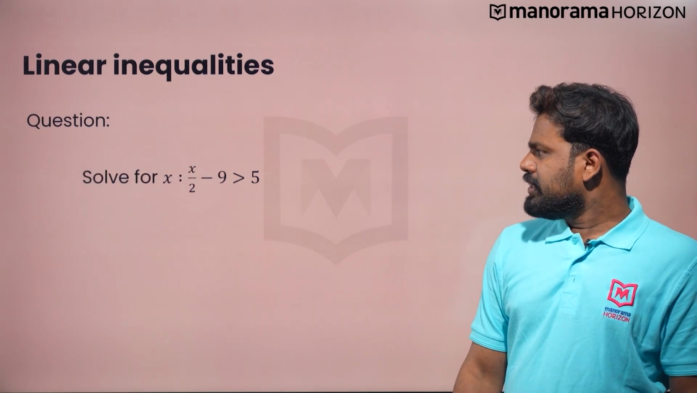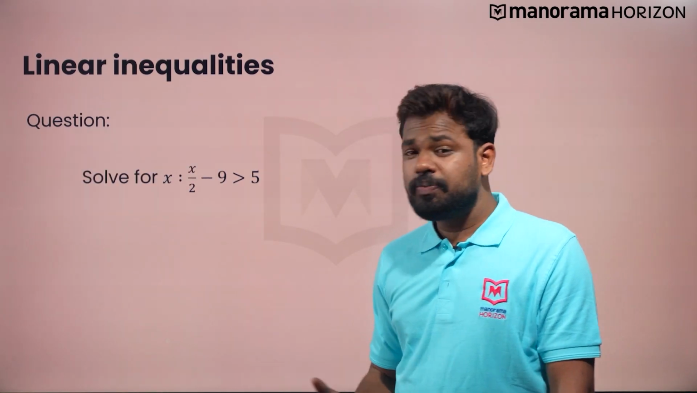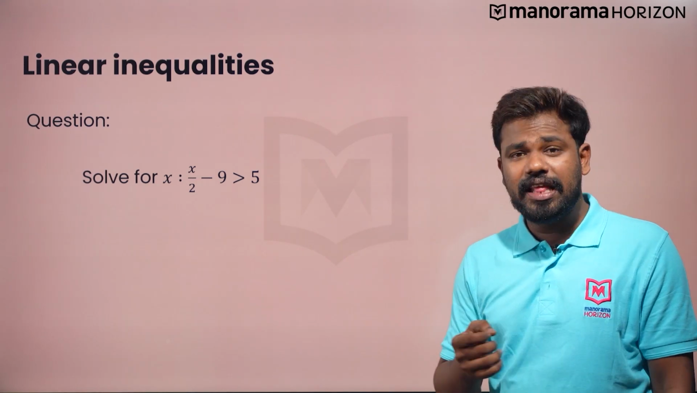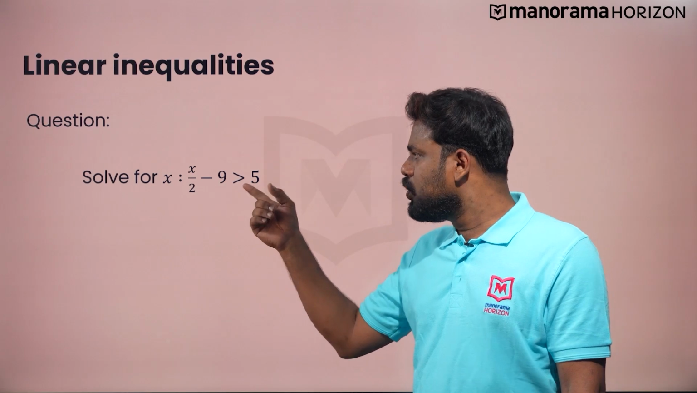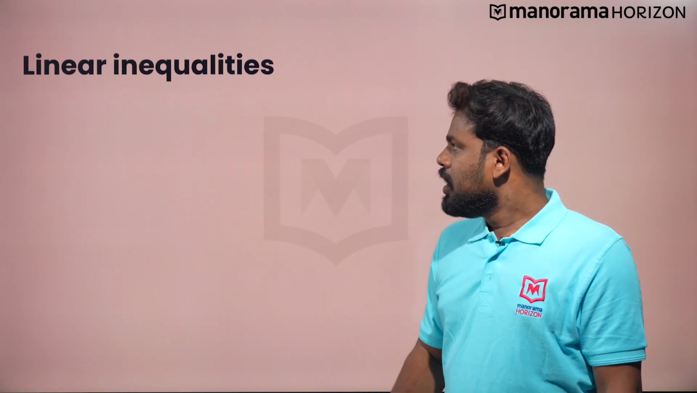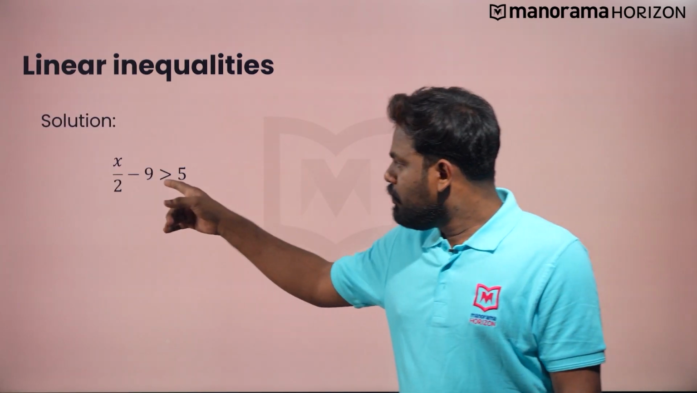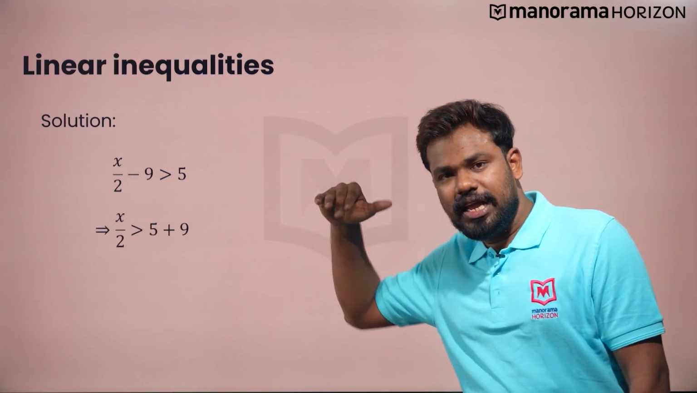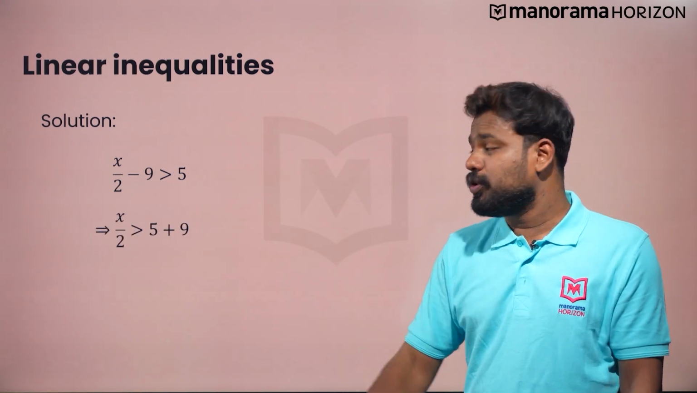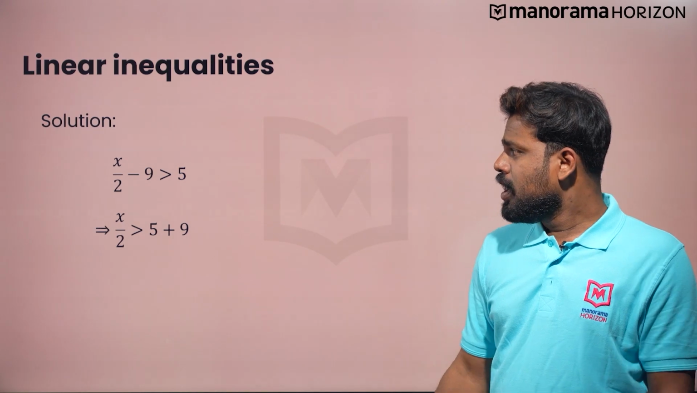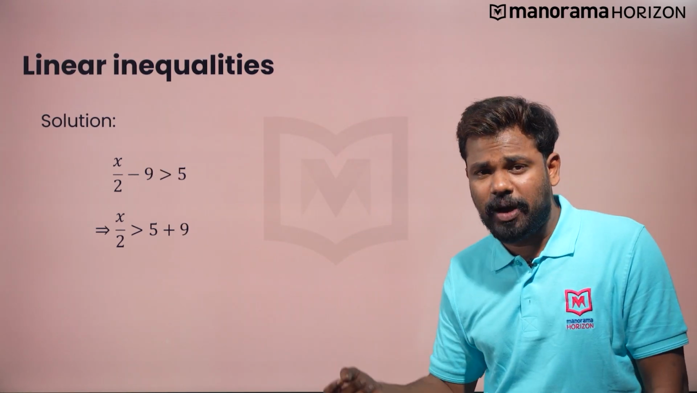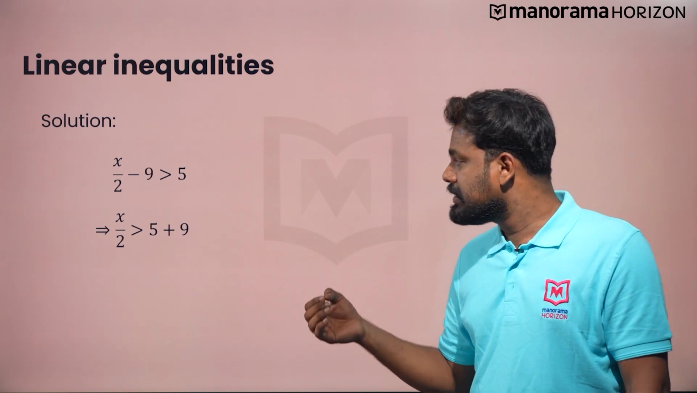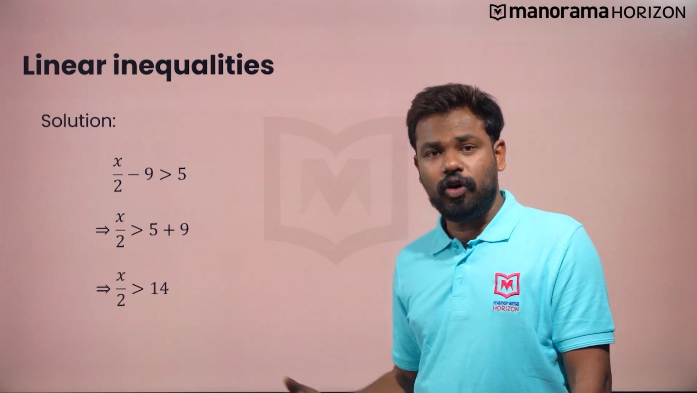And there's a next question, that is solve for x, that is x by 2 minus 9 greater than 5. I have to solve this inequality. First I need to take this minus 9 out, so I have to remove this minus 9. I just take it to the right side, or I add 9 to both sides. Either of these is possible. So when I add 9, it becomes x by 2 greater than 5 plus 9, that is x by 2 greater than 14.